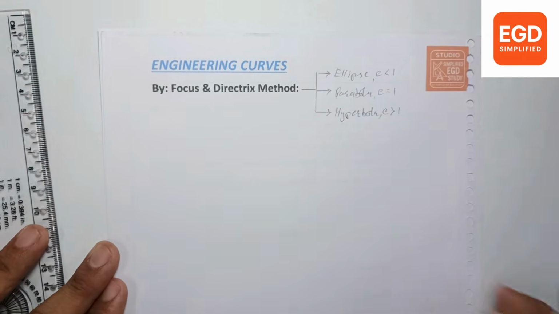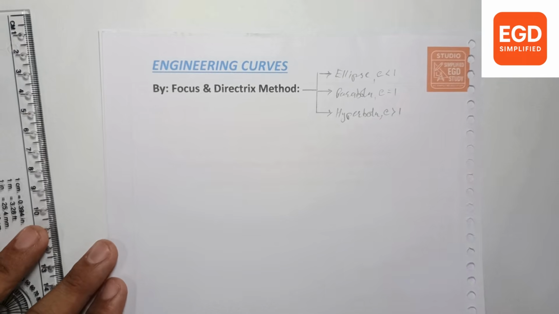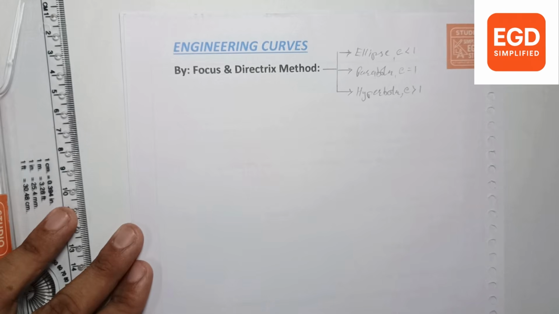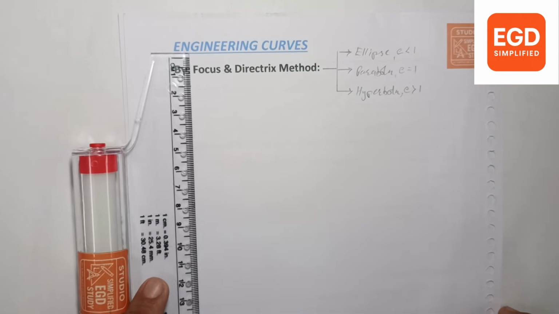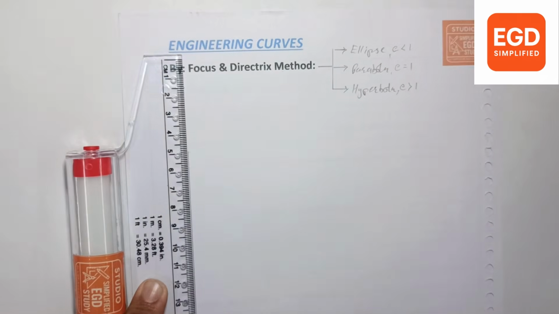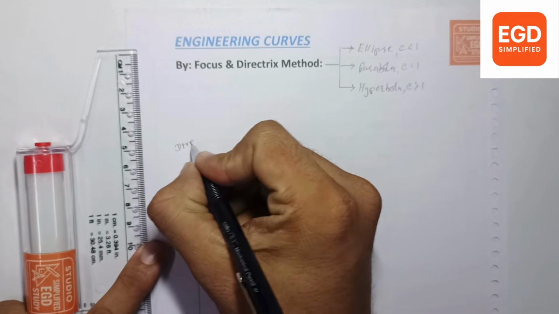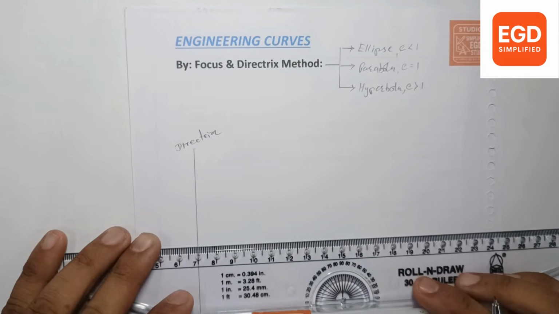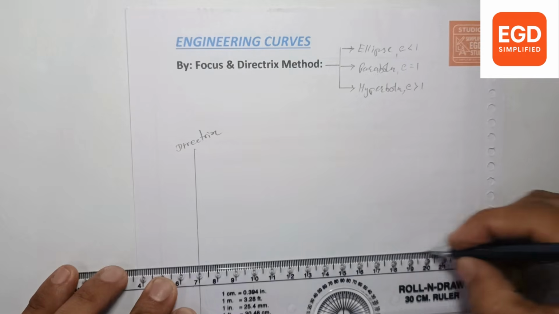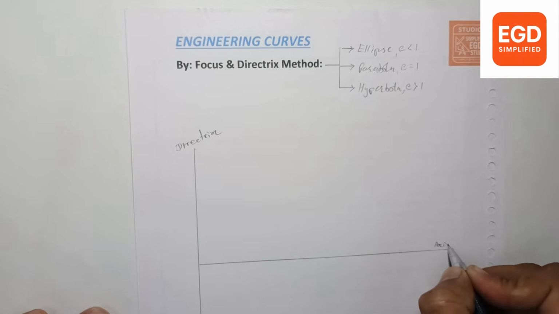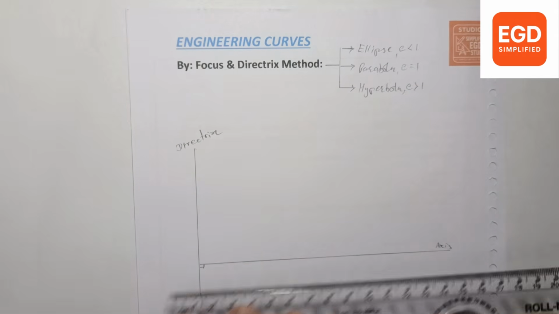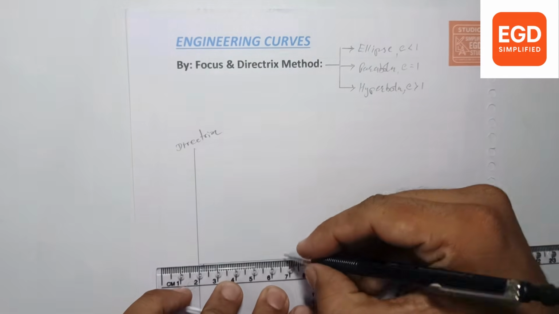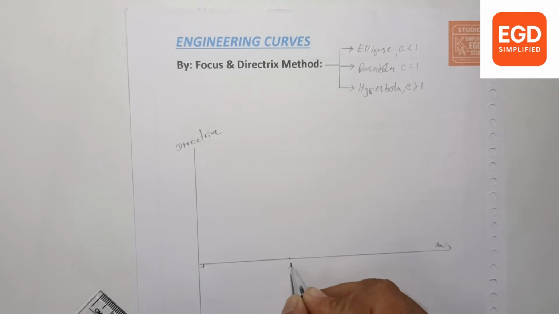Now, how will this eccentricity work and what is eccentricity, that we are going to see. In engineering curves there is a fixed line, and that fixed line is called the directrix. The perpendicular line to the directrix is called the axis. It is perpendicular to the directrix, and there is a fixed point, let's say at a distance of 50 mm. A fixed point in engineering curves is called the focus point.